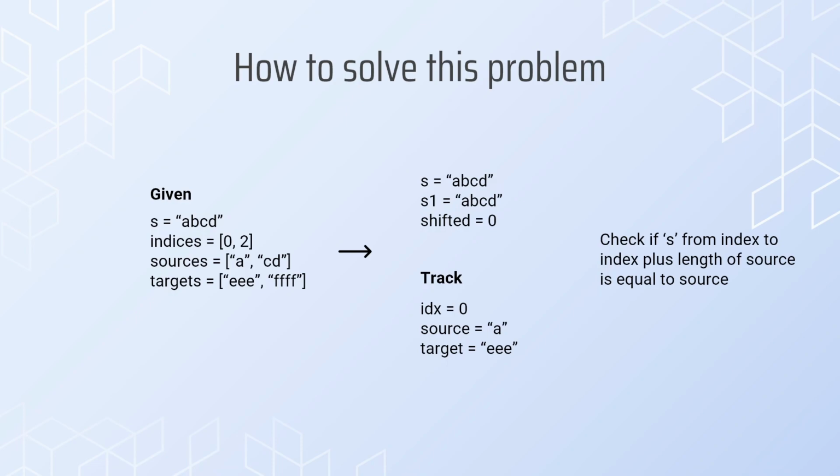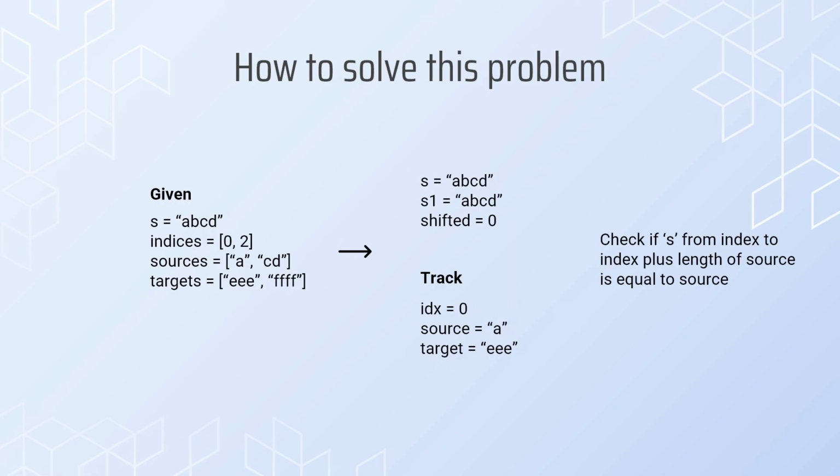That essentially is saying that if from string s, from the index that we're at, so 0, until 0 plus the length of source, so 0 plus 0 until 1, is equal to source. And in this case, it is, because the string s from index 0 to 1, not including 1, is a, and then source is also equal to a. So the if statement is met.